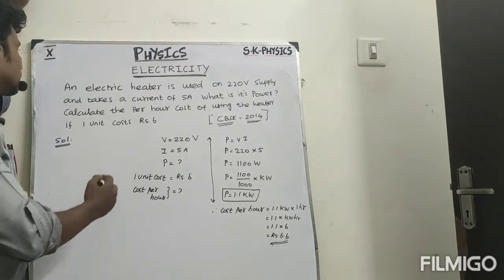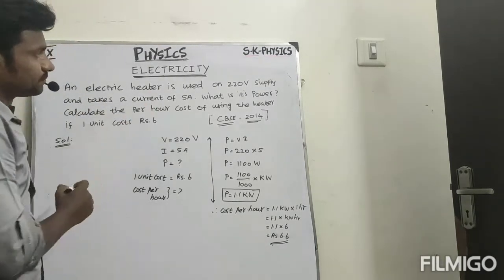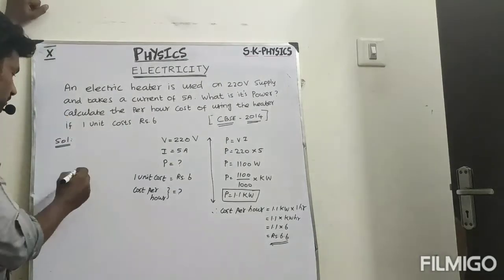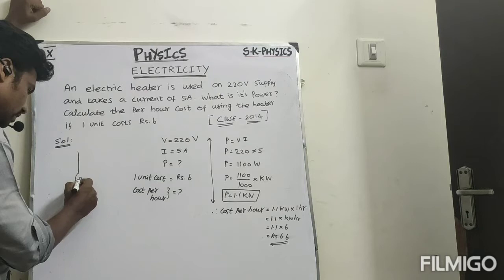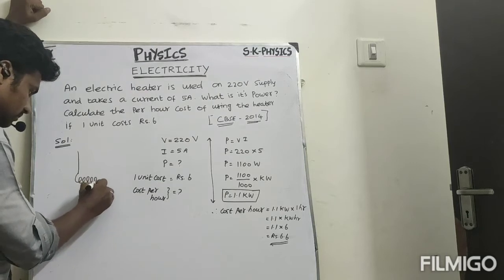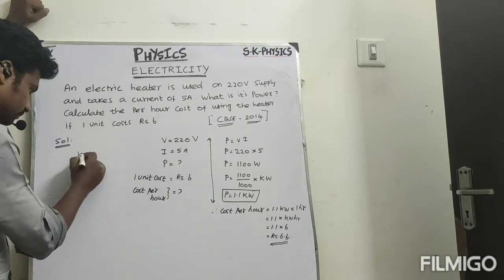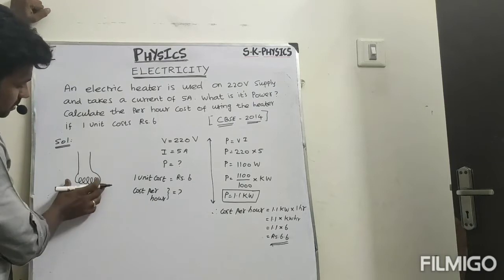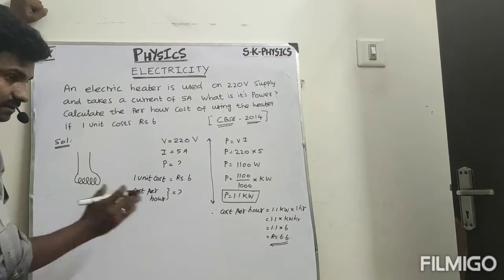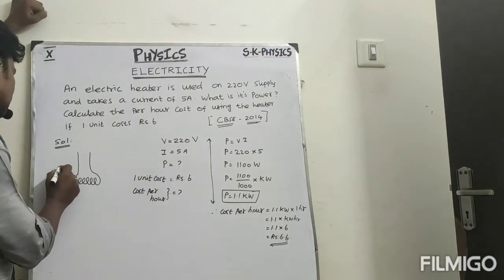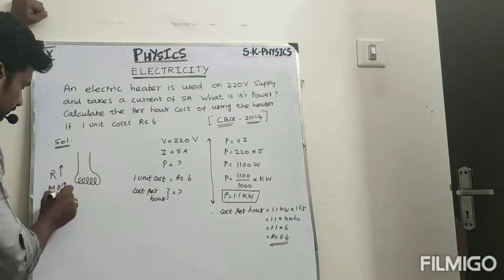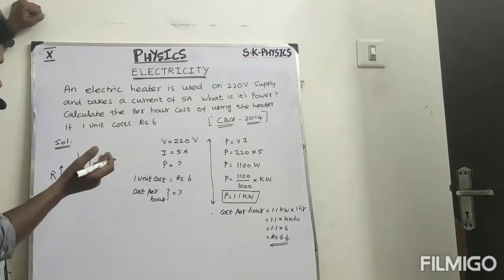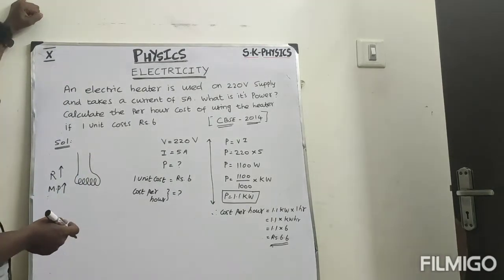See, an electric heater. Generally, it is like one coil. It is a very strong wire. Actually, the properties of a heater: the resistance is high and the melting point is also high. It gives out more temperature, more heat.